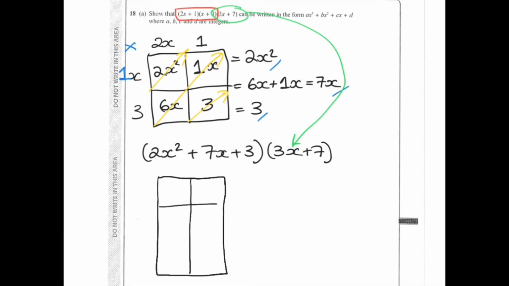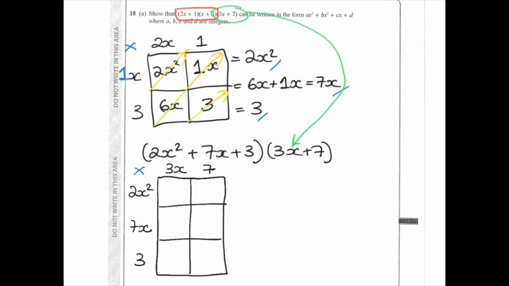So 3 boxes, because now I've got a 2x squared, a 7x, and a 3. And at the top, I've got a 3x and a 7. Remind yourself you're multiplying and just pop a 1 in front of any letter that's on its own. Haven't got any of those here, so I'm fine. So I'm going to start with my multiplication.